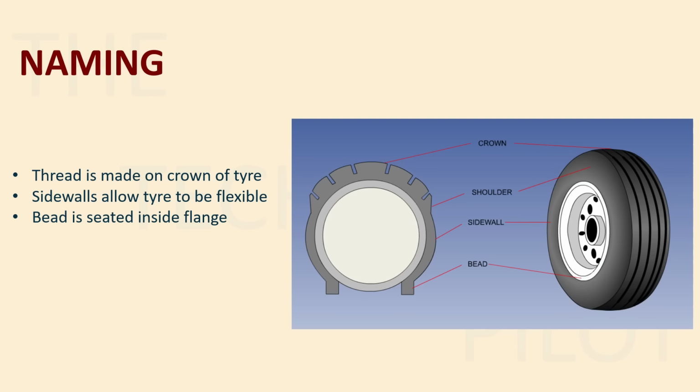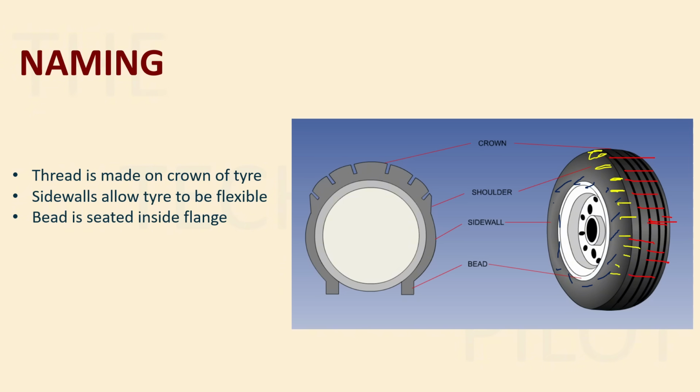Then there are certain names that you need to remember. This top portion of the tire is known as your crown, right? And this would be your sidewall. The side portion of your tire is called the sidewall, and the part that is between your sidewall and crown is known as your shoulder. All right, so this is your shoulder.